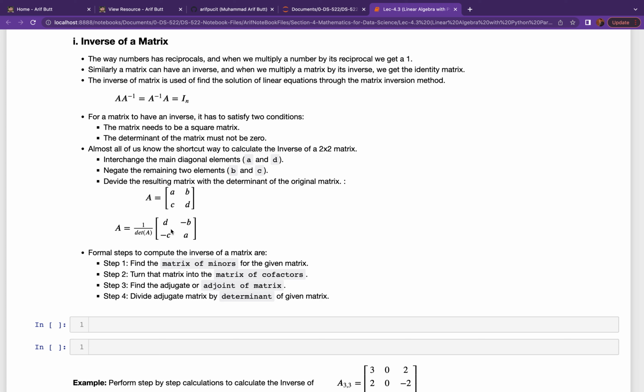Almost all of us know the shortcut way to calculate the inverse of a 2 by 2 matrix, which is something like this. We have the matrix A, we find the determinant of A, then we interchange the main diagonal, that is this A and this D, these are swapped, and we negate the remaining two elements, that is this B and C, they are negated. And then we of course divide every element of this matrix by the determinant of A, and this is how we calculate the inverse of a matrix.